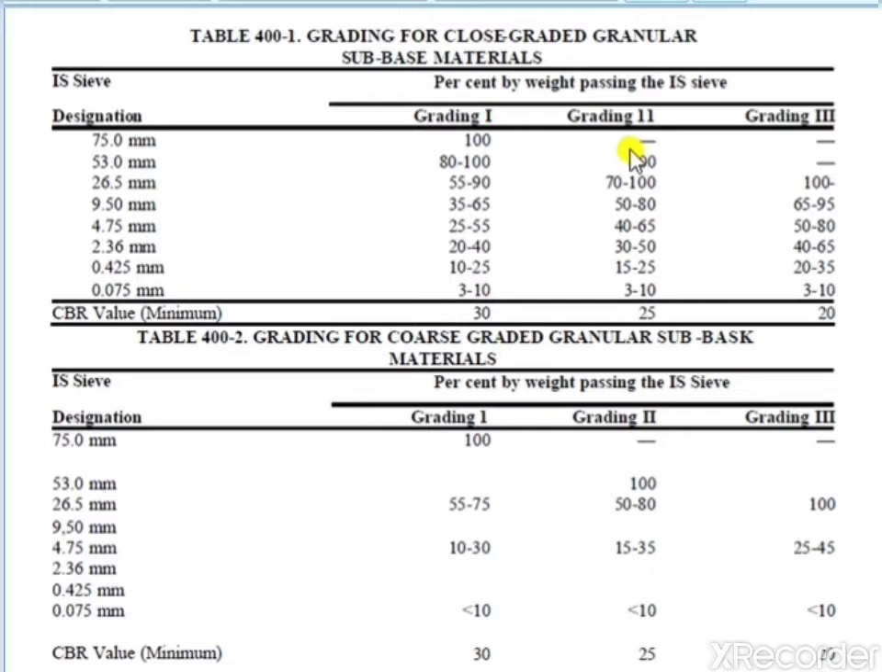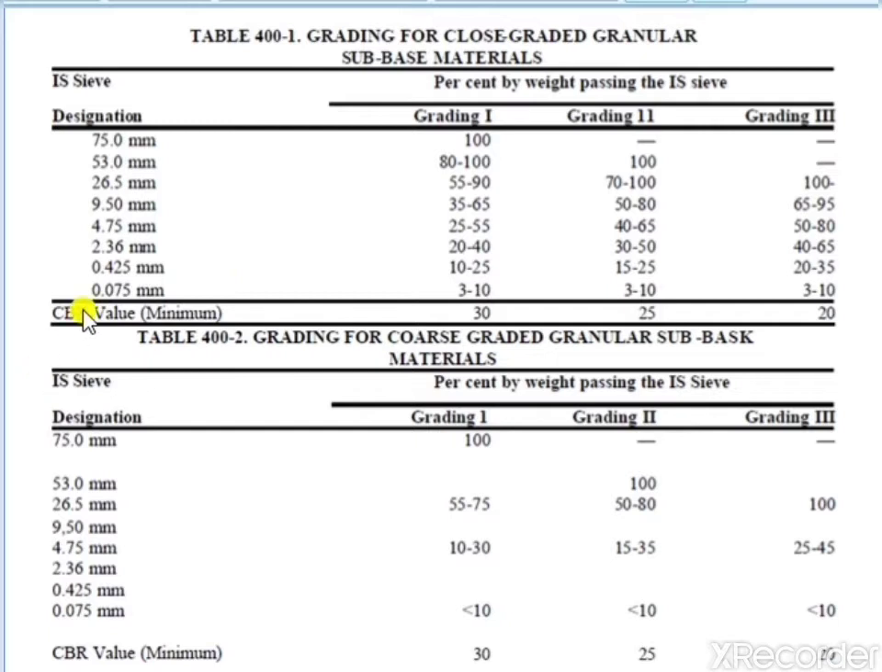Similarly, grade 2. So for grade 2, if a material passes through a sieve of 53 mm and the percentage of material passing is 100%, it comes under grade 2. If a material which is sieved through 26.5 mm and the material passing in this sieve is 70 to 100%, it is grade 2. Similarly for grade 3.